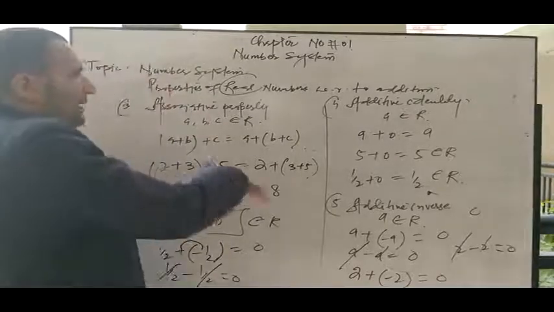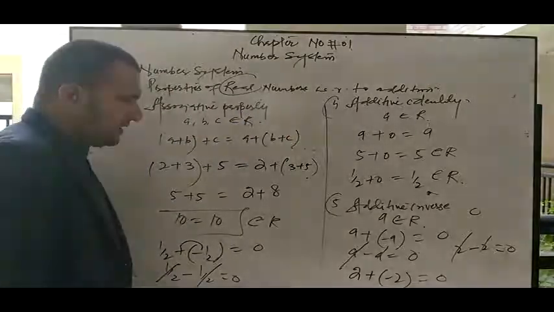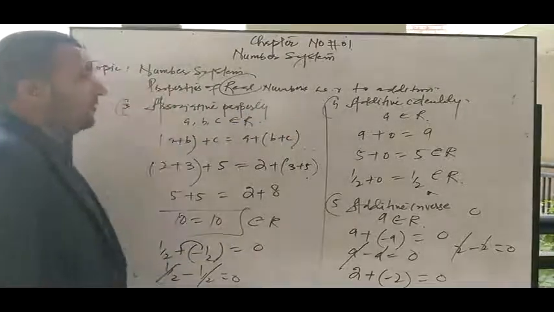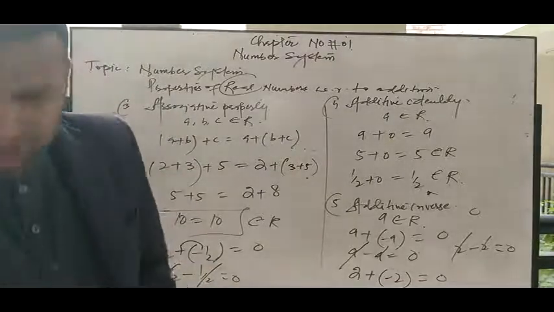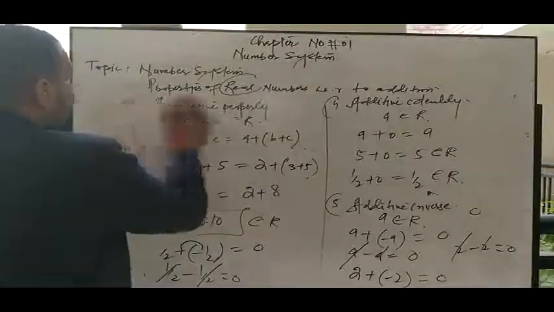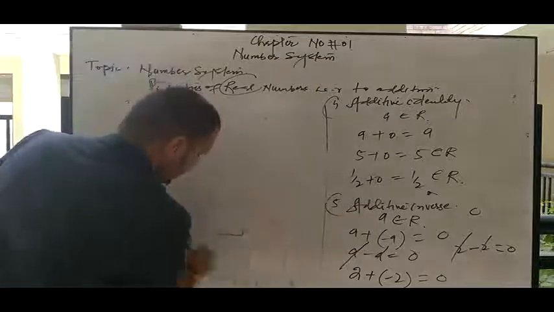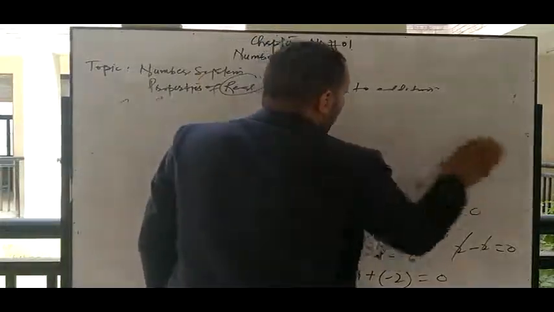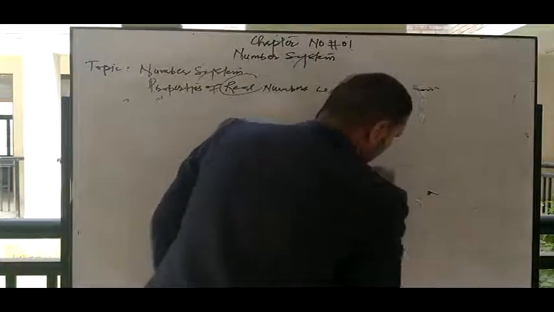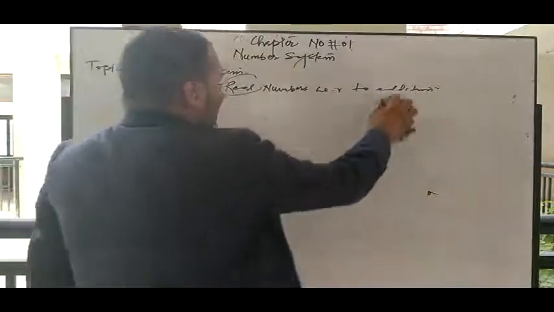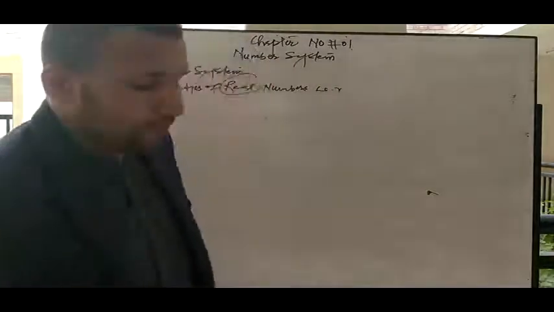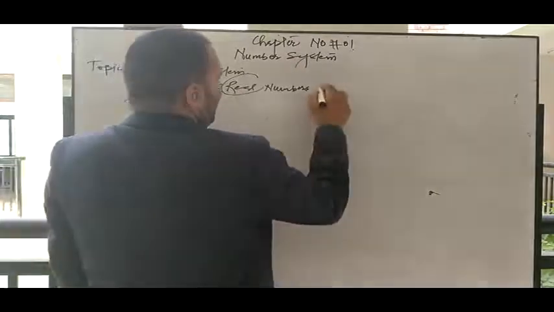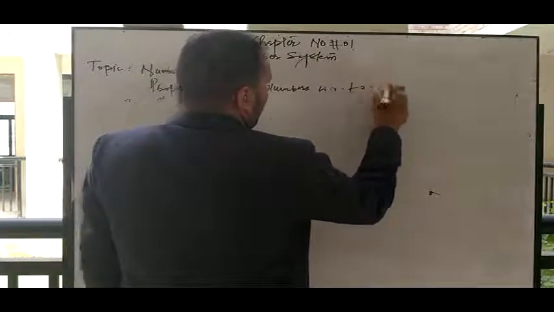The properties of real numbers with respect to addition. Again we take the properties of real numbers with respect to multiplication. Again, properties of real numbers with respect to multiplication.